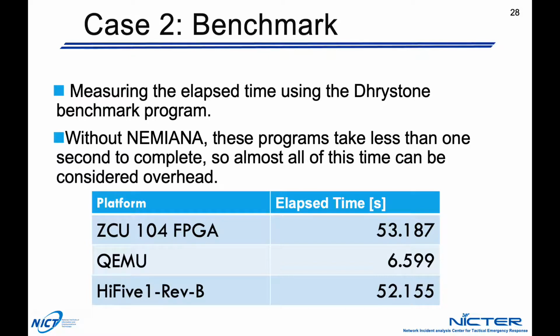Next, we used the Dhrystone benchmark program to measure the execution speed of the program running on NEMIANA. When a program was executed with NEMIANA, NEMIANA traces all executed instructions of the program. This trace generated system performance overhead and slowed down the execution. We measured how much performance overhead was caused with this benchmark.